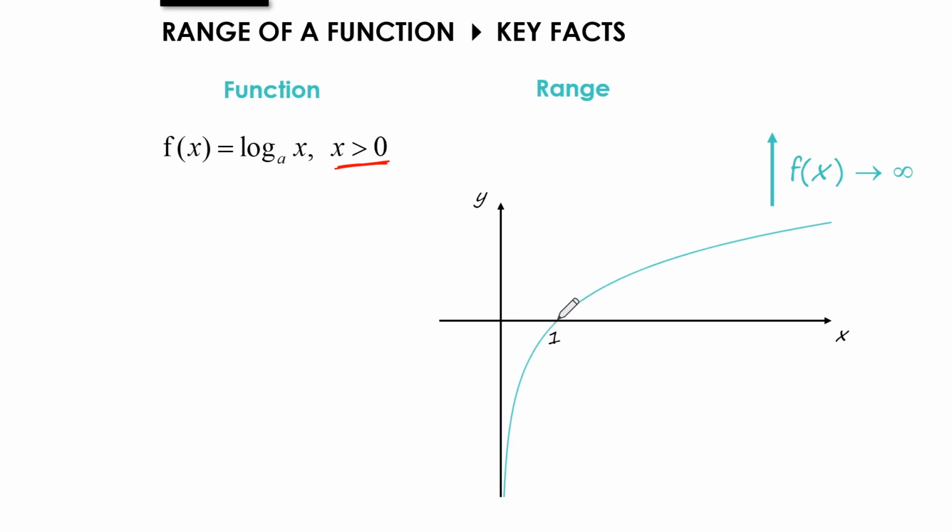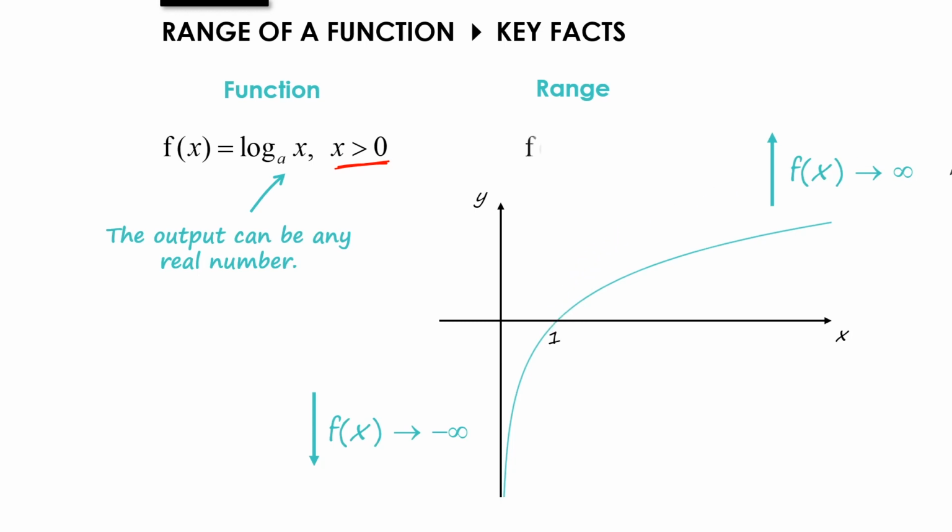Notice if we start with an x value of 1 and then get smaller and approach 0, the y values go off to negative infinity. That means the output of this function is any real number, and so the range is f of x is in R.